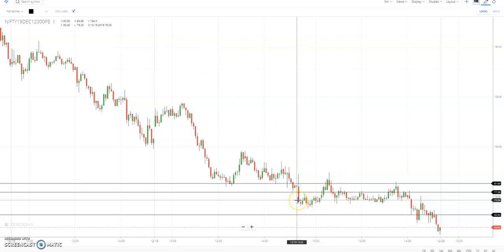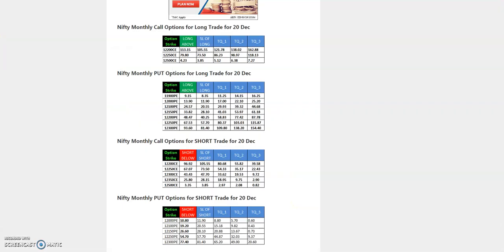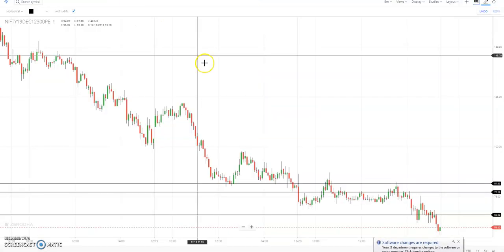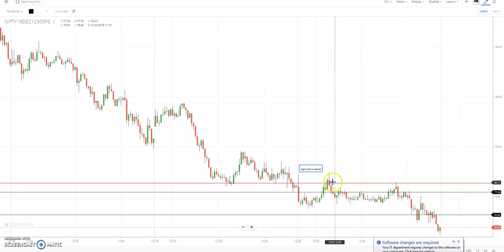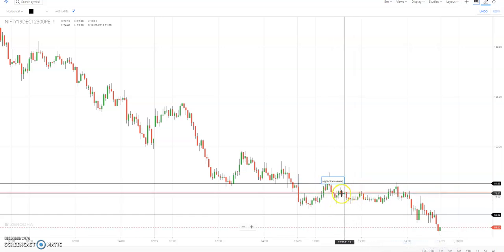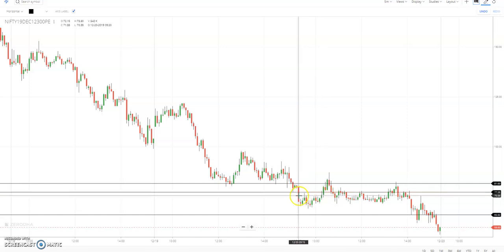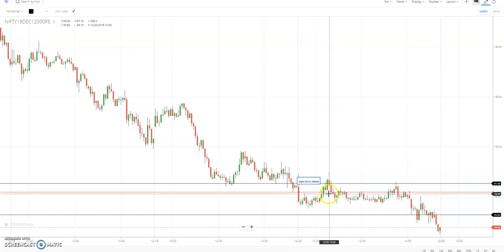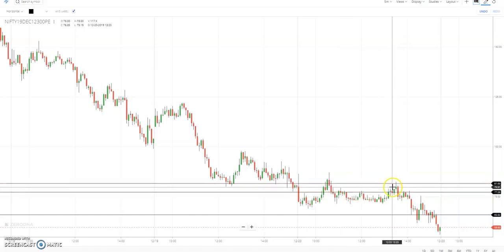12,300 PE. Our buy was never triggered at this candle, so we have to go long above. I'll just reconfirm the levels. I have to go long above 94 and short below 77. So 94 never came that day. The high was 86, and I can go short below 77 with a stop loss of 81. So here I went short around 77. The candle got filled. My 4 rupees stop loss got triggered.